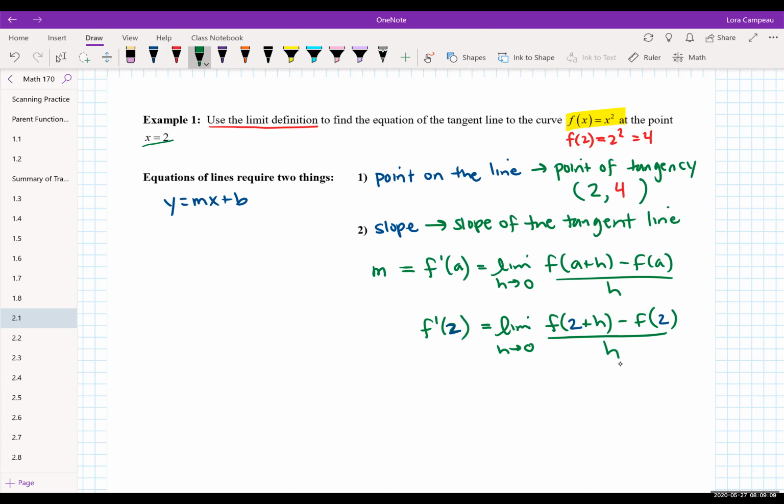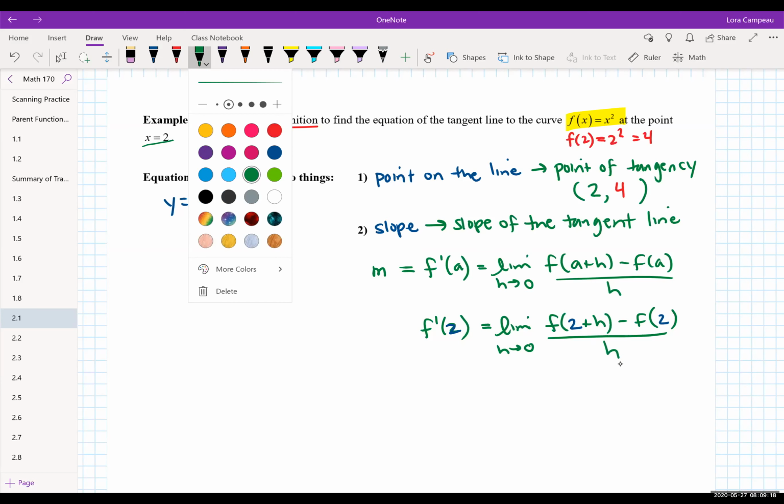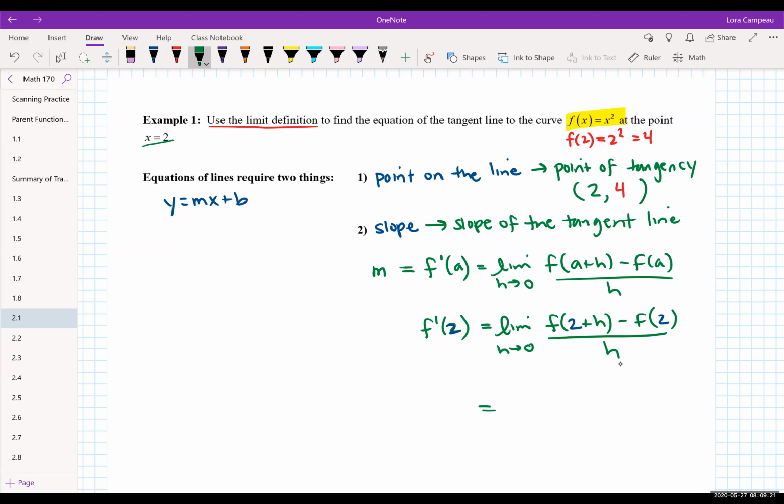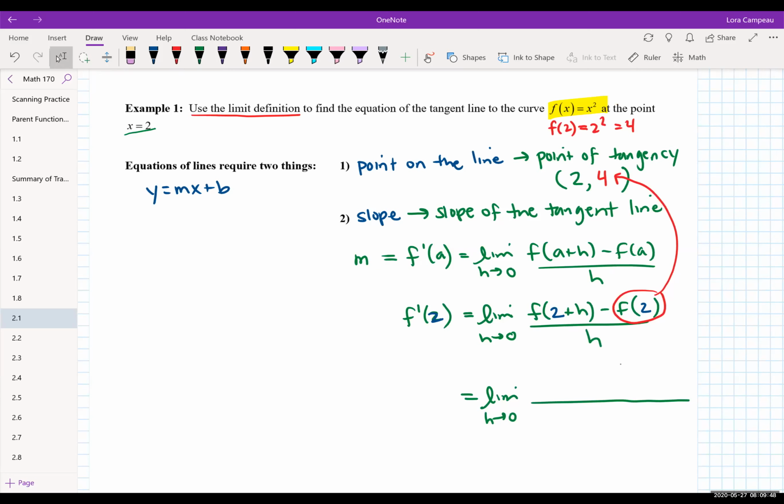Now at this point, it's a matter of simplifying the argument of the limit. We want to come up with an expression that applies to our function. We actually already have f of 2 calculated. That was found by calculating the y value by plugging in x equals 2. So we could write that in right away. Remember, I haven't calculated the limit yet, so I still have to keep writing the limit out. So I do have f of 2, which is equal to 4.